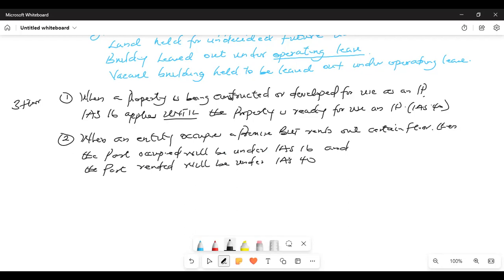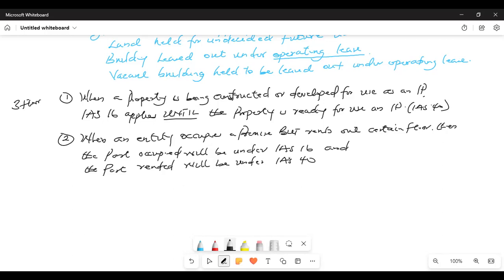Now, if you have a consolidated financial statement, a group company, entity A and B, and the parent decides to rent part of its building to the subsidiary, or the subsidiary rents part of its building to the parent. Inside the individual accounts, the part that the parent has rented to the subsidiary will become an IP, and inside the group accounts, you put it together as a PPE.